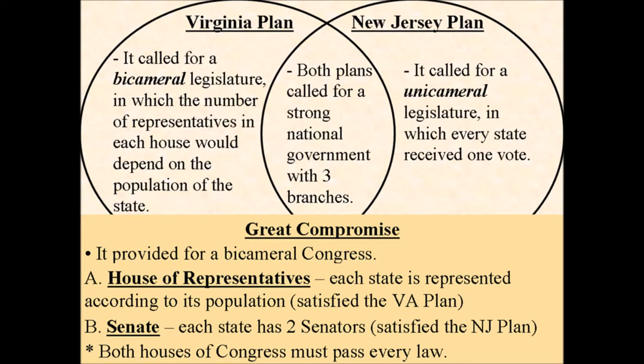Now, bits and pieces of both of these plans were put together to create the Great Compromise, and these included a powerful central government with three branches, a two-house legislature, one directly elected, and one nominated by the state. And then, from the New Jersey Plan, we have Congress can tax, and the Supreme Court is appointed for life by the executive. And that's what makes up the Great Compromise.